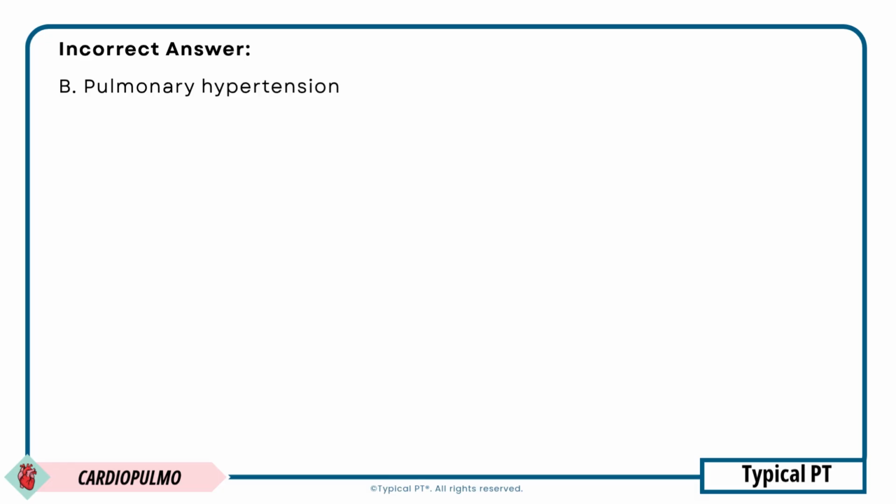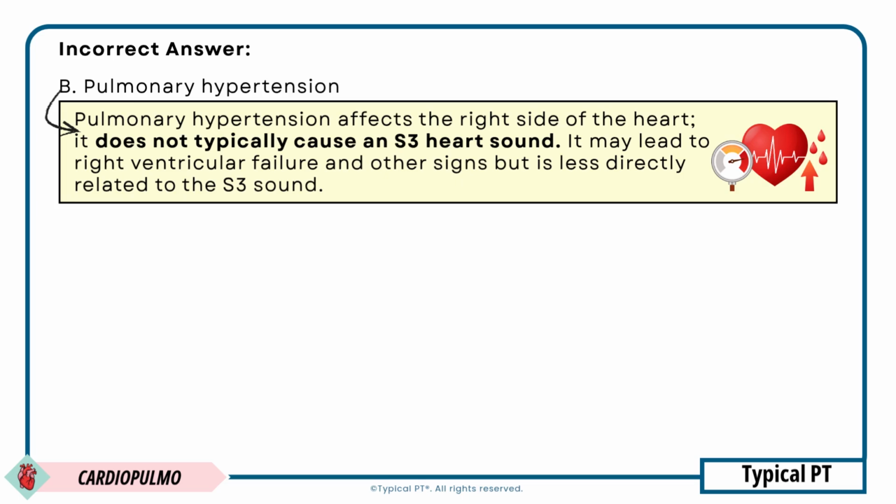Answer choice B is incorrect because pulmonary hypertension affects the right side of the heart. It does not typically cause an S3 heart sound. It may lead to right ventricular failure and other signs, but is less directly related to the S3 sound.